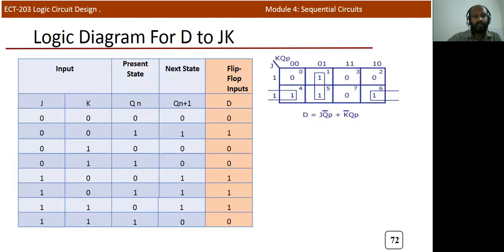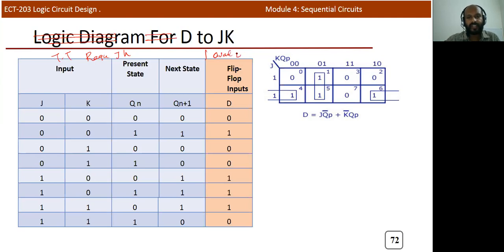Now we need to implement, it's not a logic diagram. Okay. We need to implement JK by using D. Okay. So first we need to write the required one. Required one is JK. So you need to write the truth table of JK, and the available one is D.